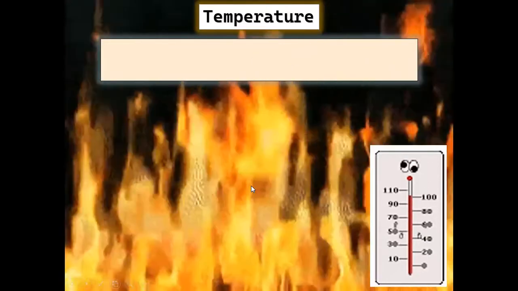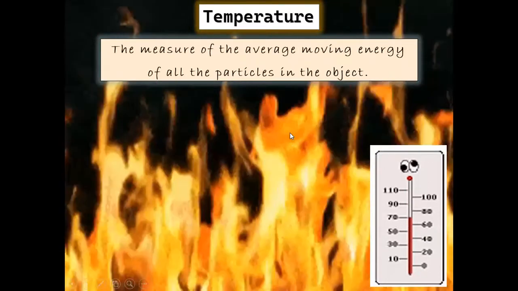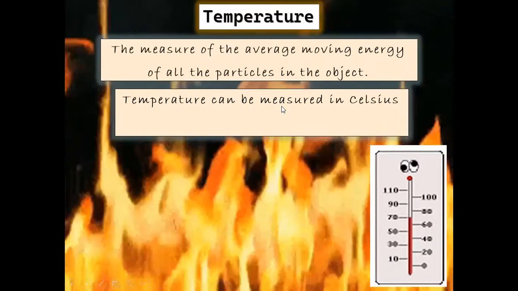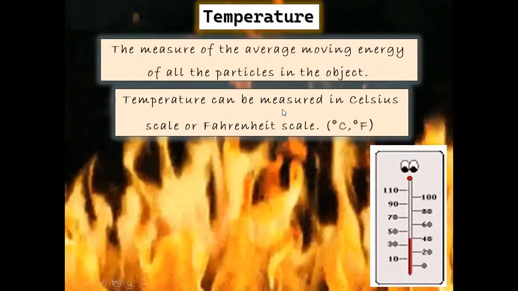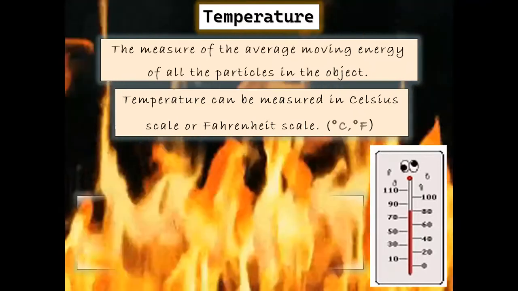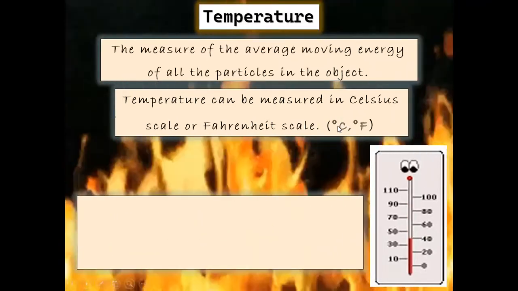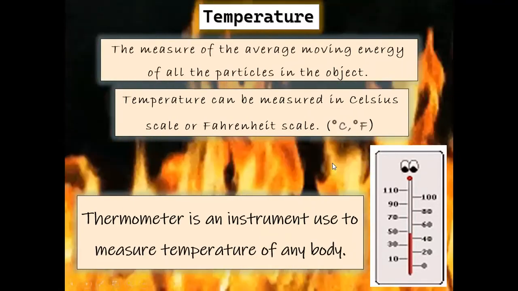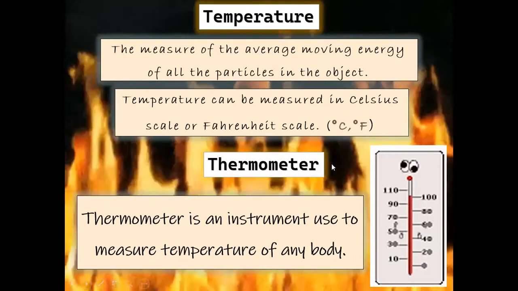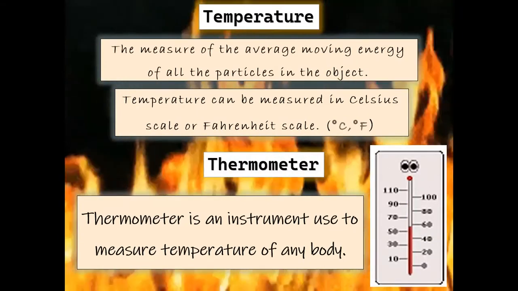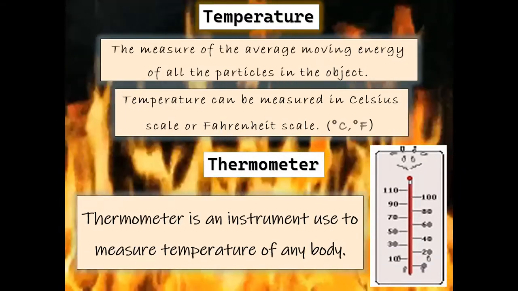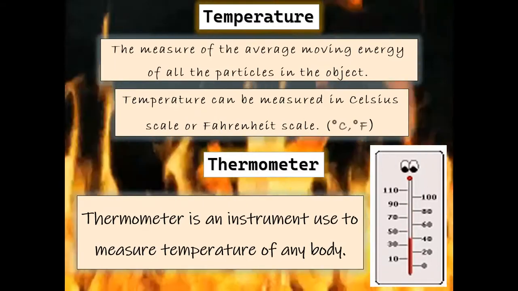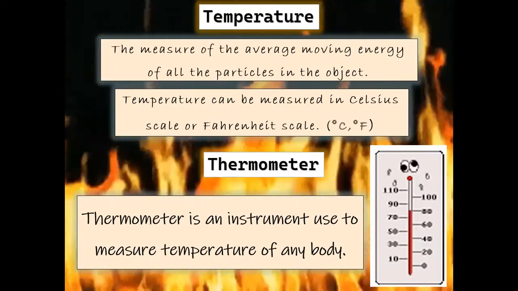So what we notice about temperature, students, is that it is the measure of the average moving energy of all the particles in the object. Temperature can be measured in Celsius scale or Fahrenheit scale. Degrees Celsius means degree C and degree F. Thermometer, what is a thermometer, students? A thermometer is an instrument used to measure temperature of any body. We use an instrument called a thermometer to find out the temperature of something. And temperature tells us how hot or cold something is.